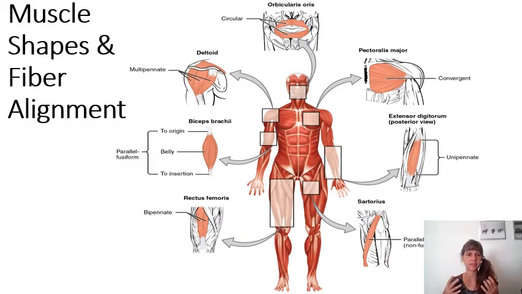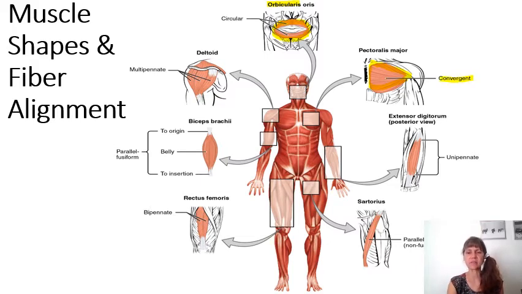The shapes of muscles and the alignment of their fibers help to determine the force and the motion with which they will contract. And if we look at the different types of shapes of muscles, we'll see that circular muscles often carry the name Orbicularis with them. There are some muscles that have a broad origin, and then they converge to form a single tendon. Those are referred to as convergent.